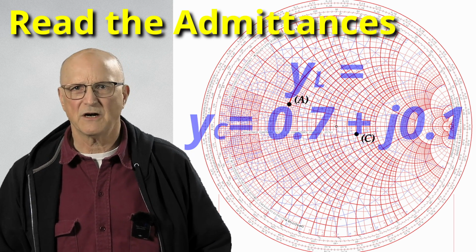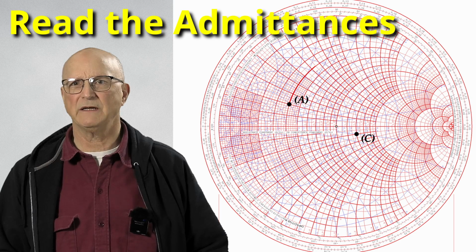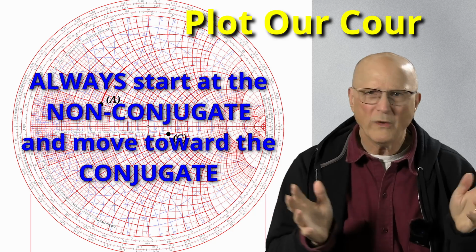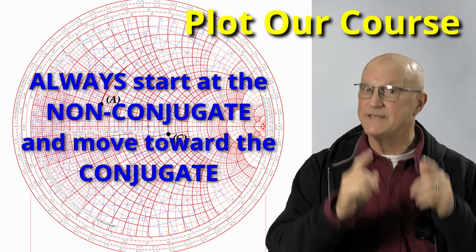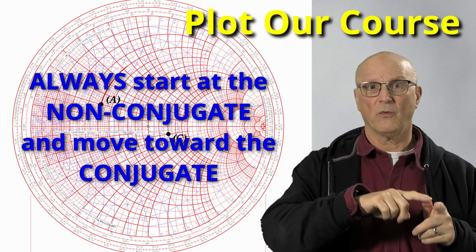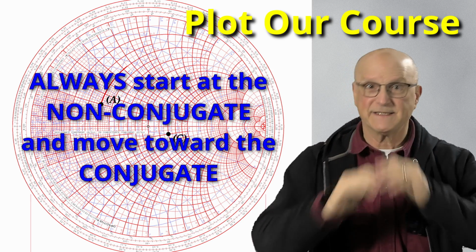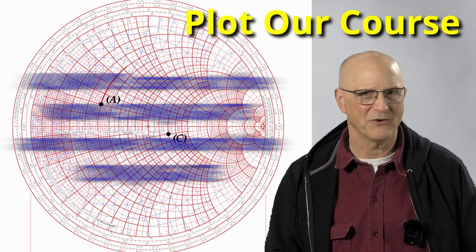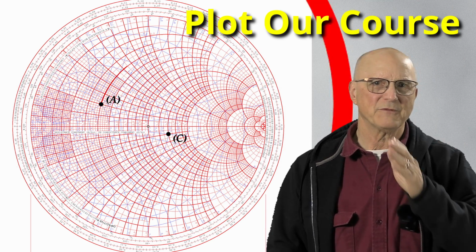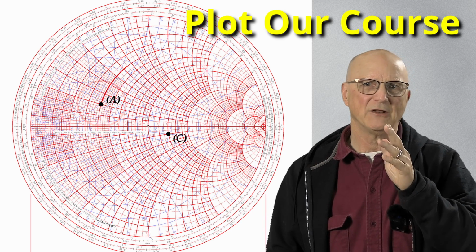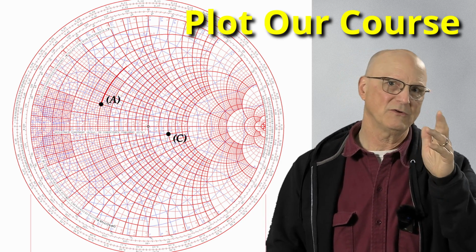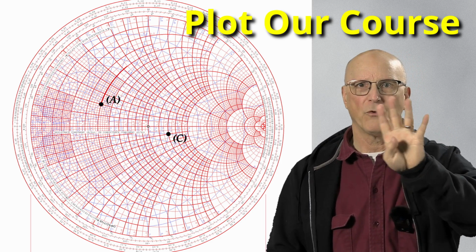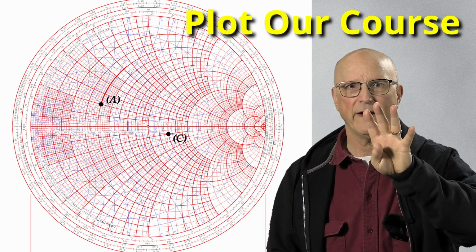We are ready to start looking at our map to see how we're going to be getting from point A to point C. Well, we always start at the impedance that is not the conjugate and work our way toward the impedance that is the conjugate. Going the other direction, well, it just doesn't work. So we're starting from the source dot at point A and looking for routes to the conjugate load dot at point C. Right off the bat, we can see 4 different ways that we could go from point A.